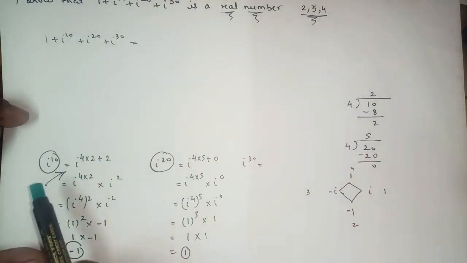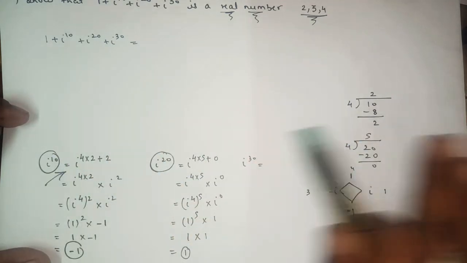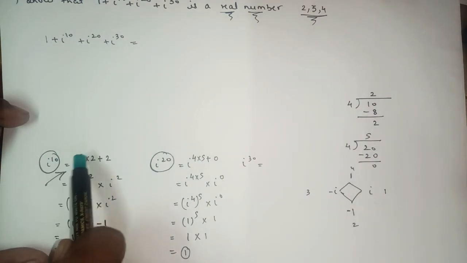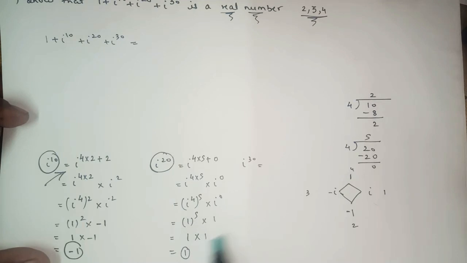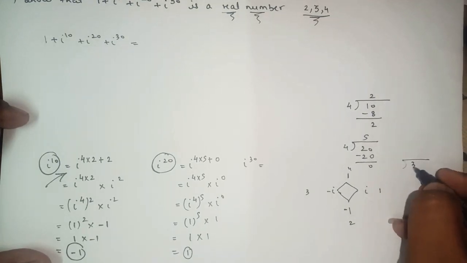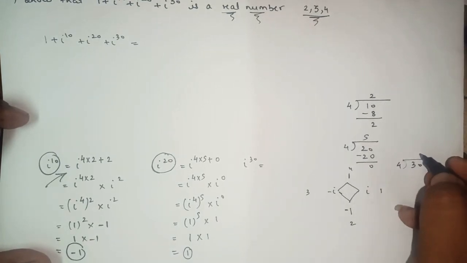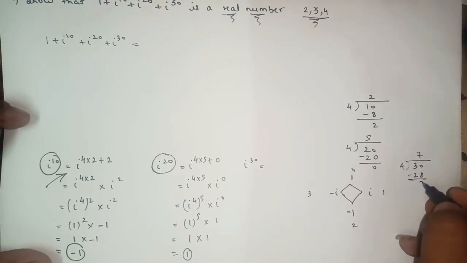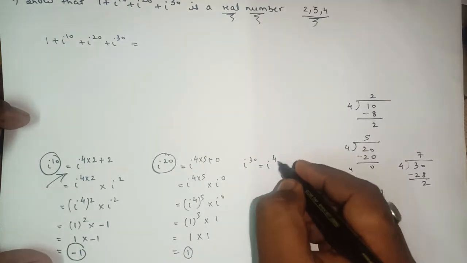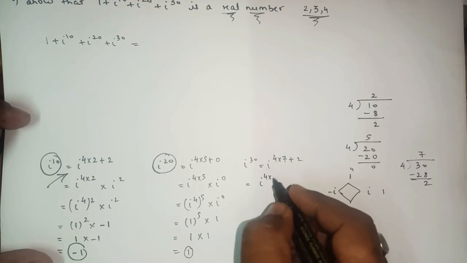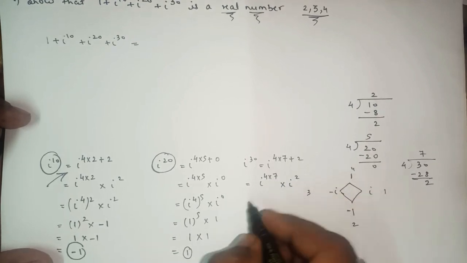Simply what you have to do, whenever the power is 10, 20, 30, any power, simply divide it by 4 and use the relation dividend equals divisor into quotient plus remainder. You will get your answer easily. In simple language I will say that. So i raised to 30. 4 sevens are 28. So here we are left with 2. So i raised to 4 into 7 plus 2. So i raised to 4 into 7 into i square.